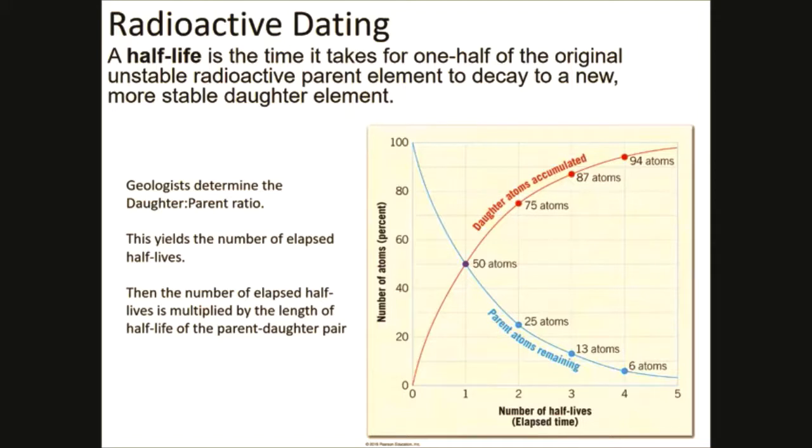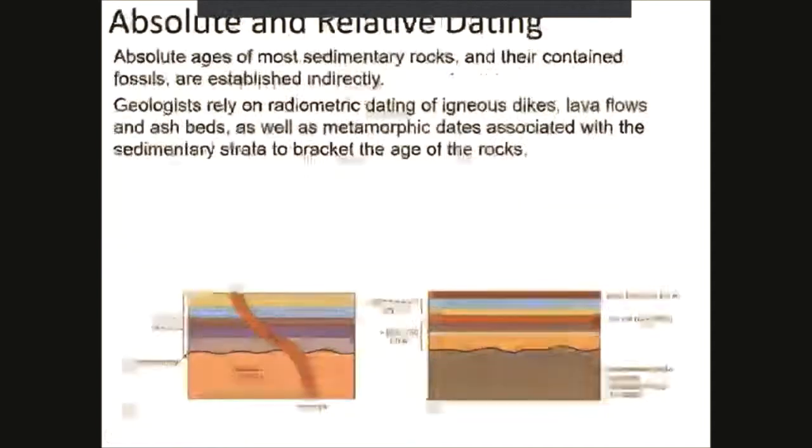But what happens is after each half-life, which is a certain period of time, now that's specific for each radioactive parent and stable daughter, but after each half-life, so here we see in this graph, the number of half-lives is on the x-axis.